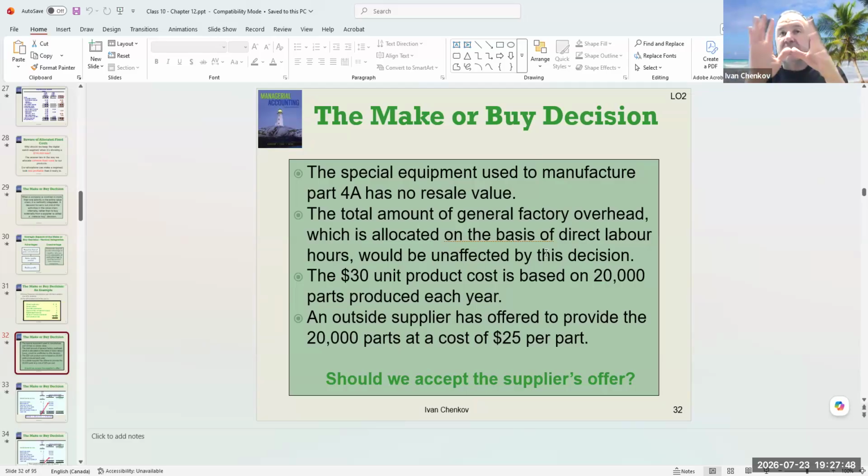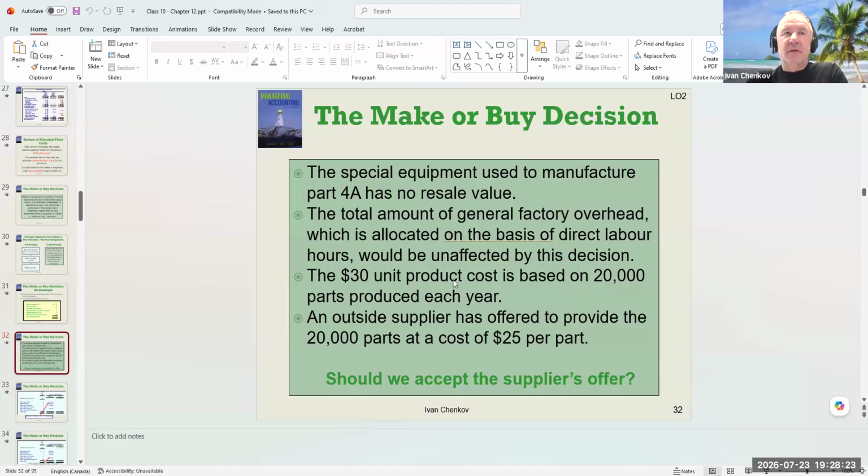The outside supplier comes and says, you know what? I can make those 20,000 parts for you. The only thing that you have to pay me is $25. I can even give you a special deal, $24 per part, if you choose me. The question is, shall we accept the offer from the supplier and pay him $25, or $24 if he makes the special offer, or keep producing it? I believe we already came up with that conclusion.